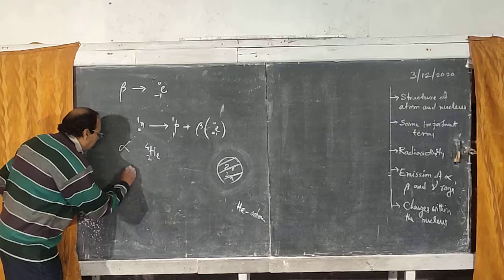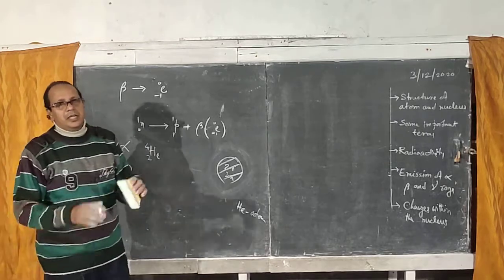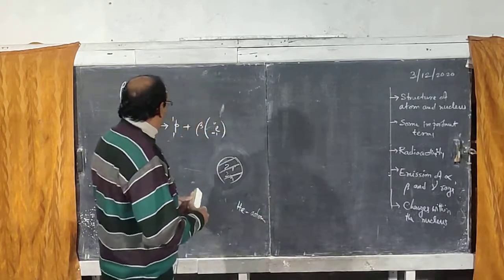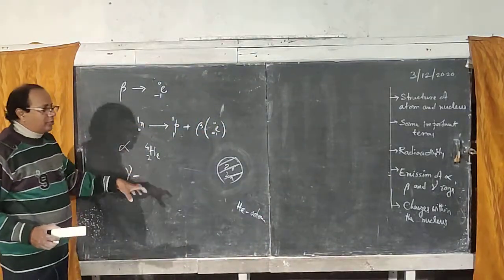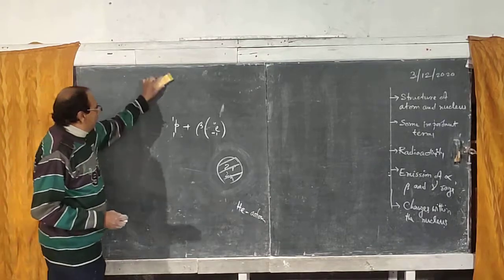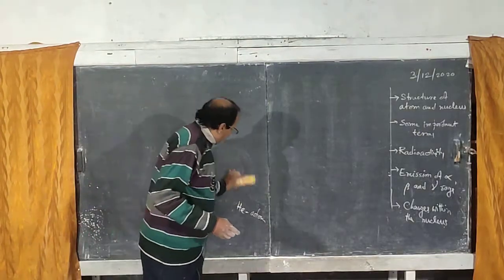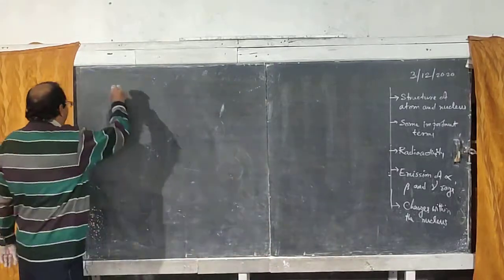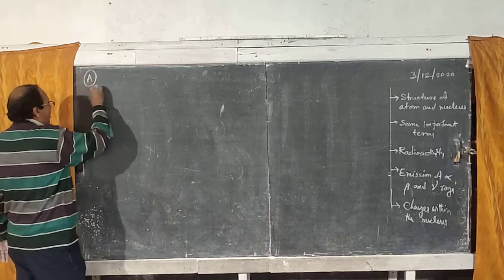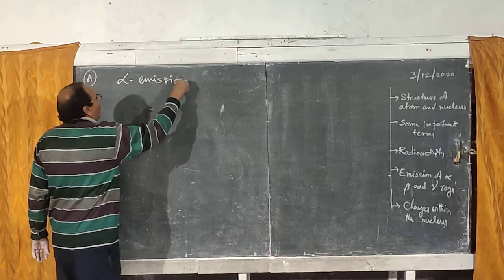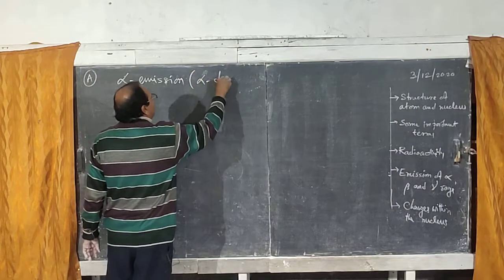And as we have already discussed, gamma rays have no mass, no charge. That's why we can say when a gamma ray comes out, there is no change of mass number or atomic number. Now we will discuss in detail the changes within the nucleus. So first I will talk about alpha emission, or we can say alpha decay.